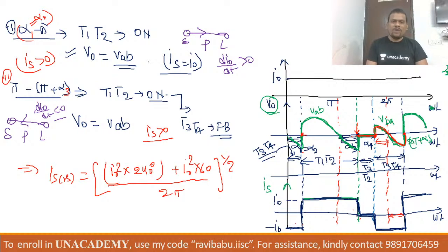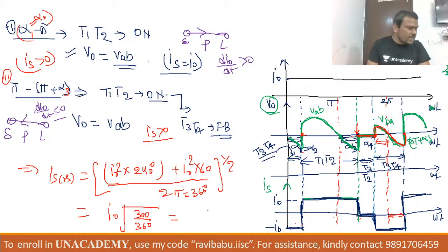What is the value of I naught? You know very well. And in place of 2 pi, I want to write 360 degree. So somebody tell me what will be the value? I naught is outside, and now 240 plus 60 is 300. 300 by 360. 300 by 360 is how much? Somebody tell me. Root 5 by 6. Very nice. So I naught root 5 by 6, and this value will be IS RMS.